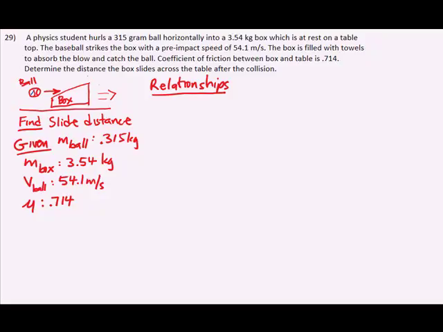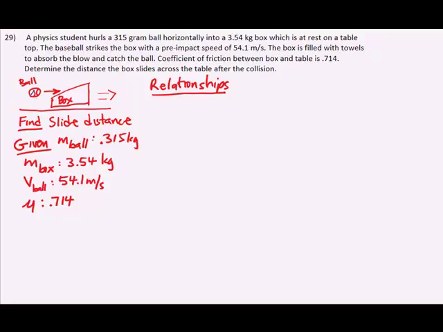Okay, so this one we have a physics student hurls a 315 gram ball horizontally into a 3.5 kilogram box which is at rest on a table. The baseball strikes the box with a pre-impact velocity of 54.1 meters per second. The box is filled with towels and such to absorb the blow and catch the ball. So we know it's an inelastic collision. Coefficient of friction between the box and the table is 0.714. Determine the distance the box slides across the table after the collision.